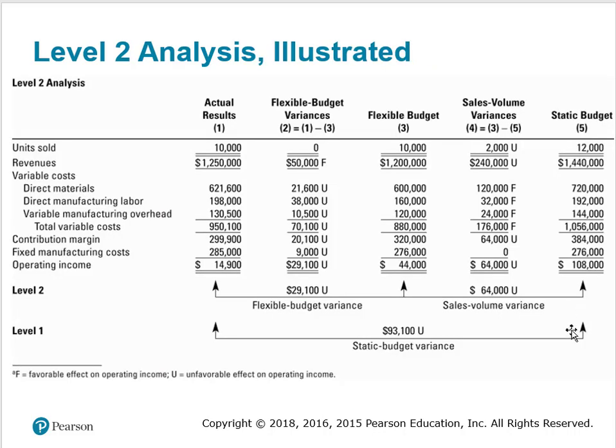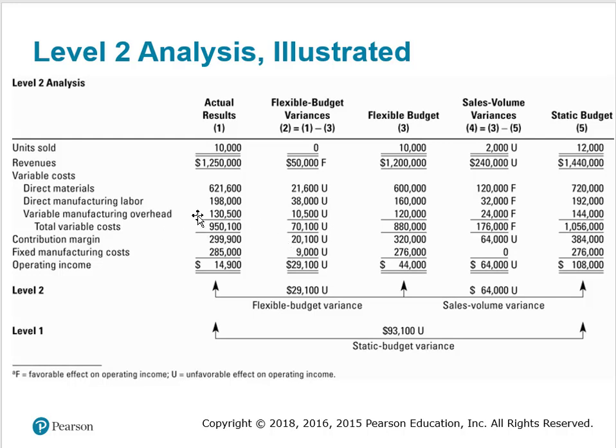So here's an example of a level 2 analysis, and in the first column, the actual results are reported. And the third column represents the flexible budget. Okay? The fifth column has the static budget. Now the second column provides the variances.